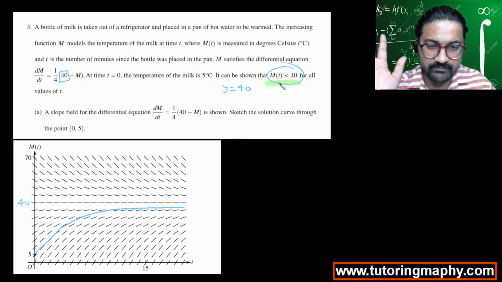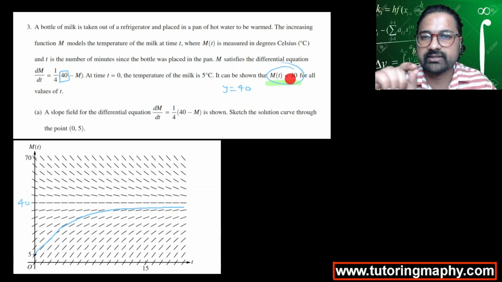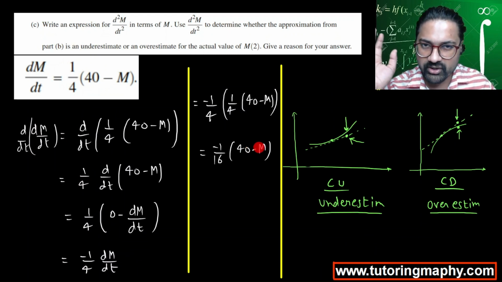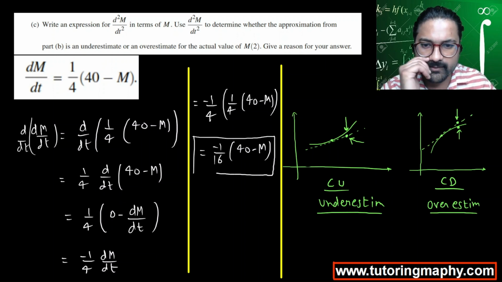I'm just going to go back to the initial information of the question. I've already highlighted that the value of m is always less than 40. If it is always less than 40, can we say that this guy is always positive? 1 over 16 is positive. Positive times positive is positive. And this negative is going to make everything negative. So can we write an expression? By the way, this is the expression first. I'm going to box it up, and then they want us to use this.